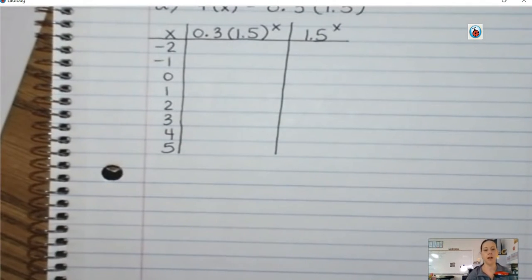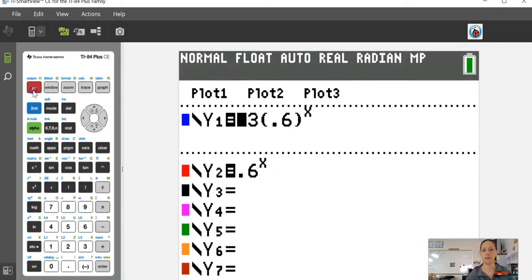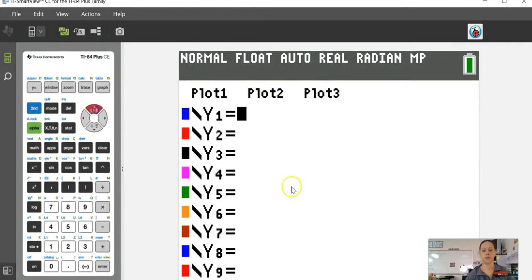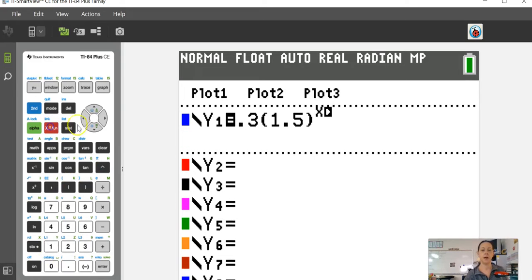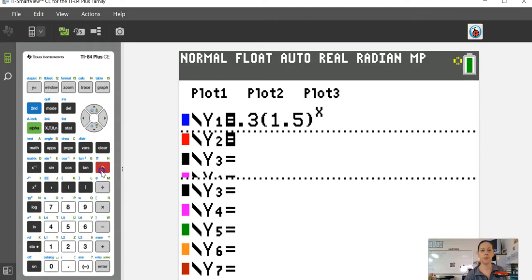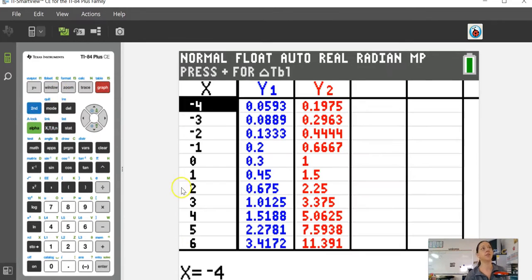If you're using the graphing calculator, you can do both of them at the same time. So if you go into your y equals, make y1 the 0.3 parentheses 1.5 to the x power. Second graph is the 1.5 to the x power. Go into second and graph to get your table. Write all those down, from -2 to +5.